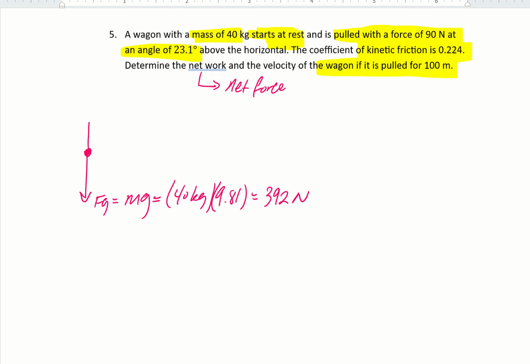Okay, we know that there's a normal force, but be careful. When we're pulling at an angle, the normal force is not equal to gravitational force. So I don't know what the normal force is yet. There's a pull force, I'm going to call it Fp, of 90 newtons. And I'm told that it's an angle of 23.1 degrees. And then because I'm given a coefficient of kinetic friction, you can assume that there is frictional force, which we'll call Fk.